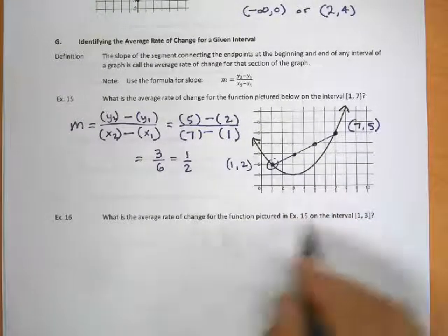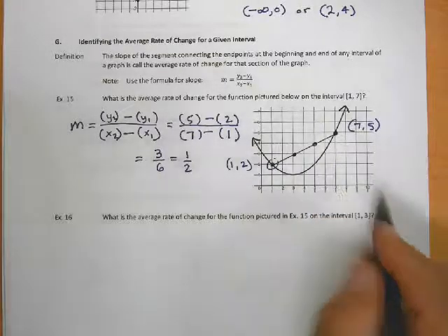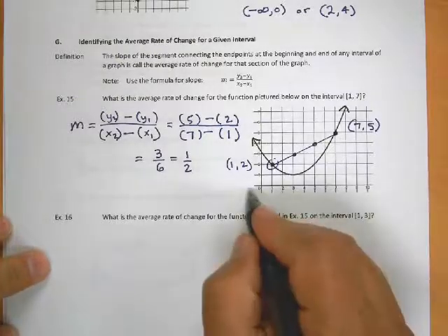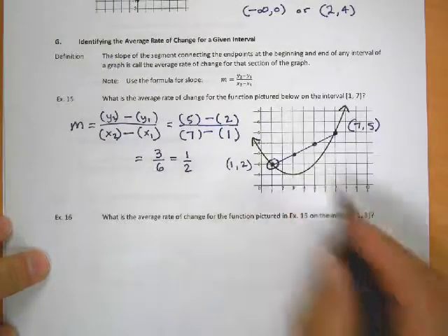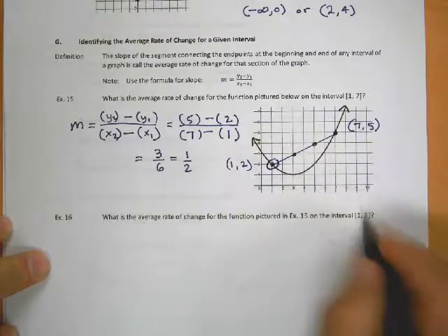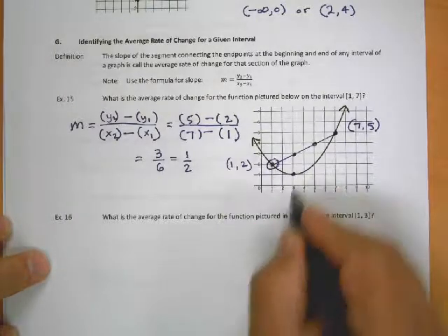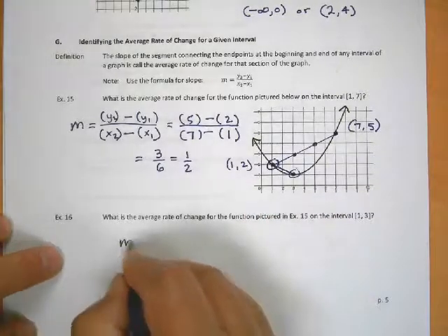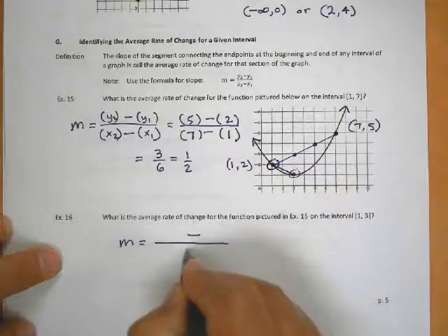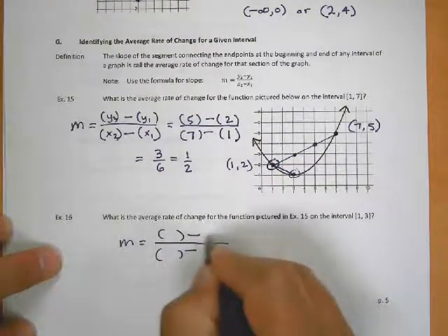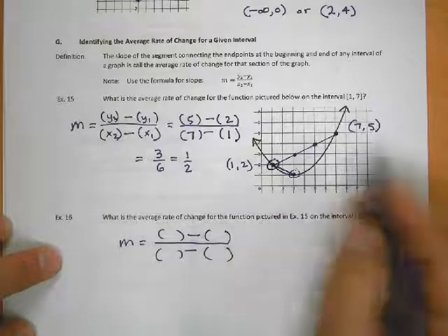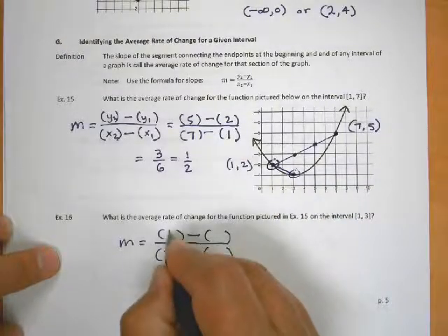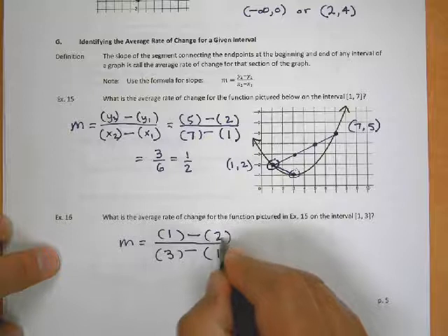Okay, the next one uses the same graph, and we're going to get a different answer because we're starting and stopping in different spots. We're going to start with x equals 1, which gives us this point again. But instead of going all the way over to 7, we're just going to go over to 3. Then we're going to draw that little segment and find its slope. Once you set your template up, you just plug these points in: 3, 1, and 1, 2.